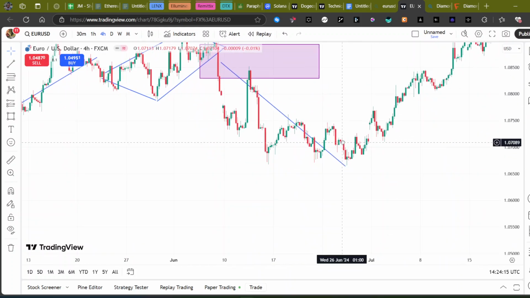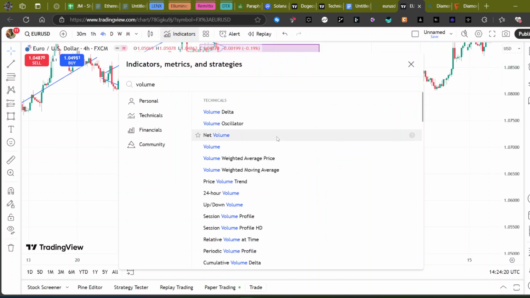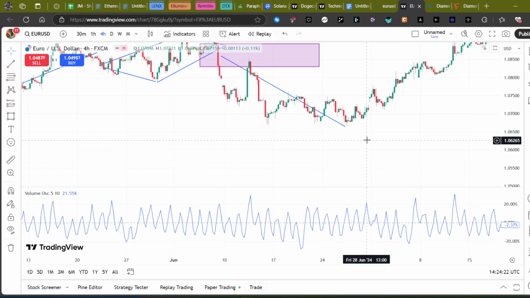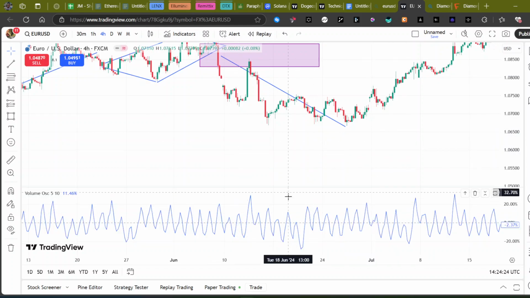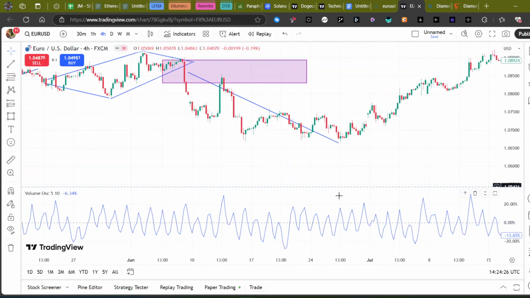Now then you also have volume confirmation. It's always important to confirm breakouts with volume. Okay, a strong breakout should be supported by increase in volume. All right, if volume is weak, the breakout could be false.